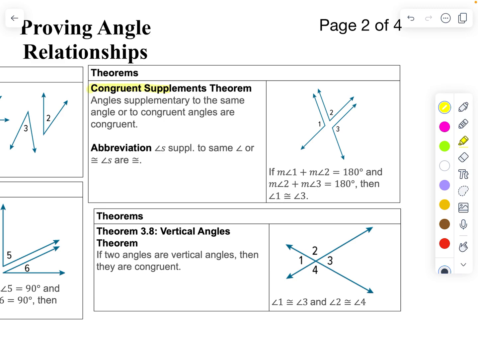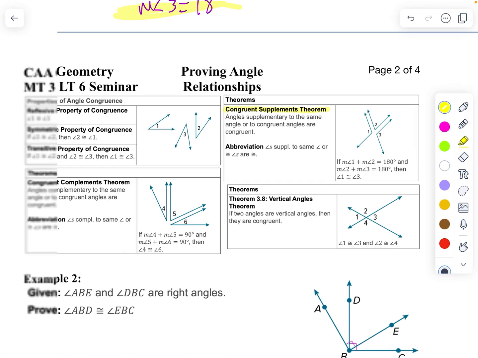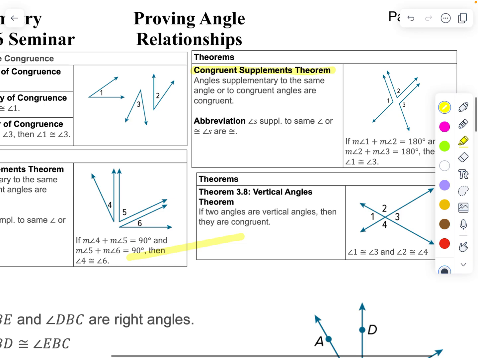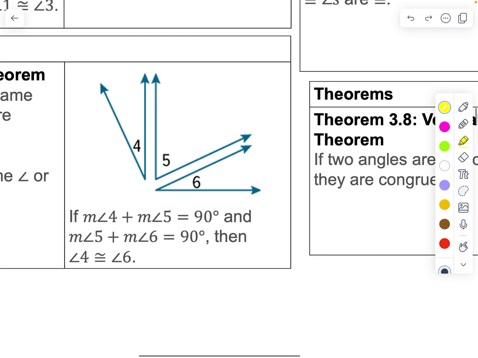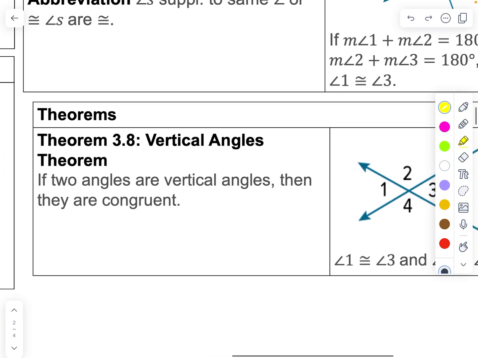Congruent supplements theorem has a name, so we don't have to do the abbreviation. We'll just use that. Okay, congruent complements theorem, same thing. It says that if I have two angles that are complementary to the same angle, those two angles have to be congruent.